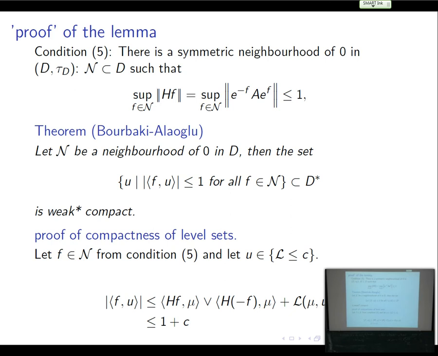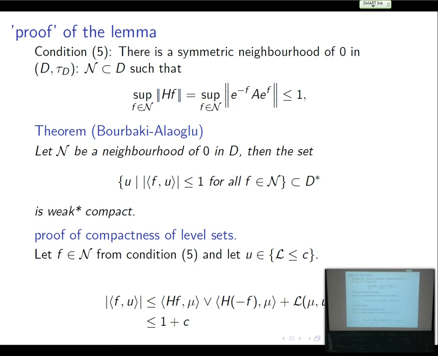So this tells me that u is actually in 1 plus C times this weak star compact set. Now, of course, if I scale a weak star compact set, it remains weak star compact. So this tells me indeed that the level sets of L are compact. So that's a very useful result, which we really want to have, because if we don't have compactness of these level sets, then we cannot really work with this Lagrangian. So this is an important result.